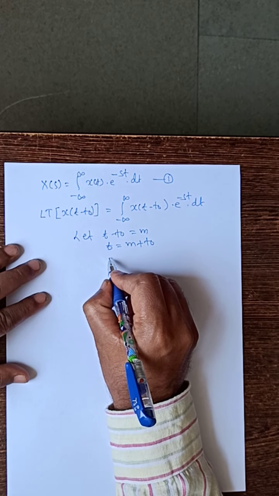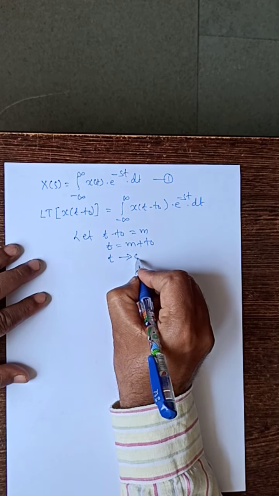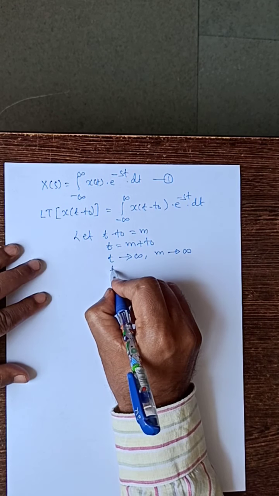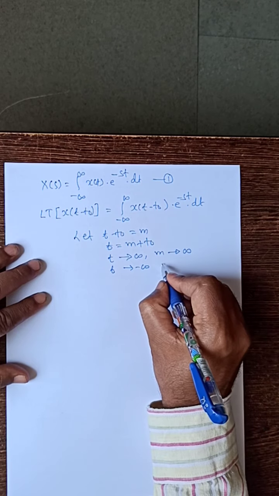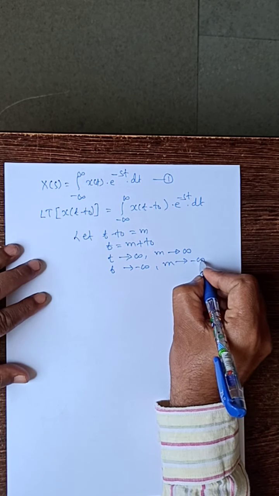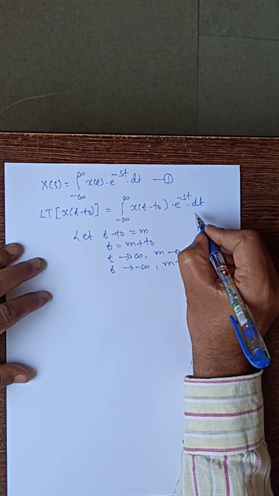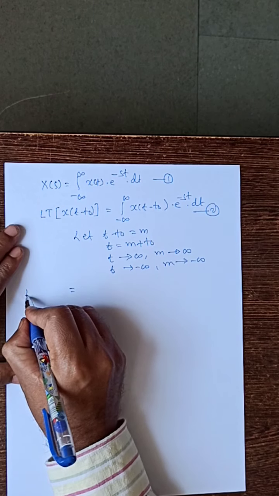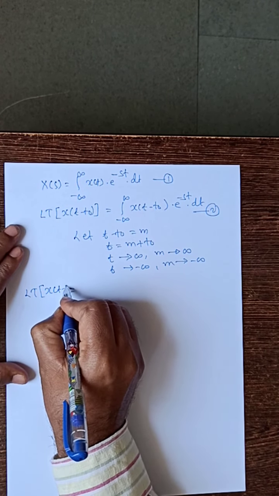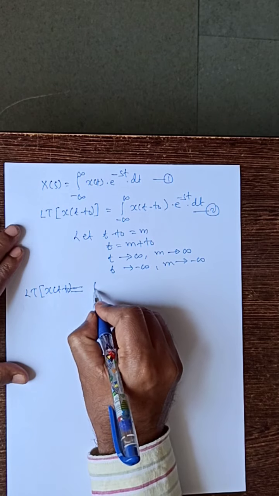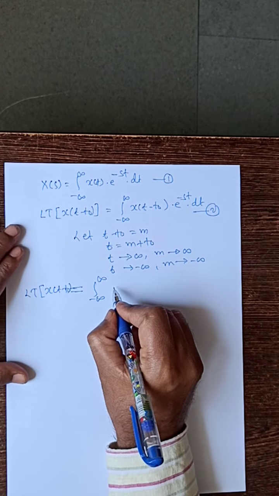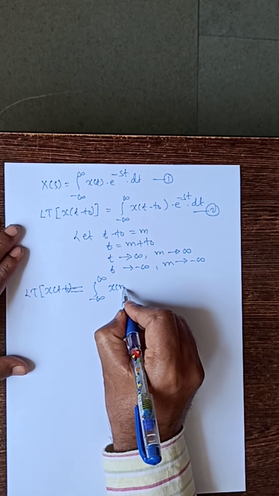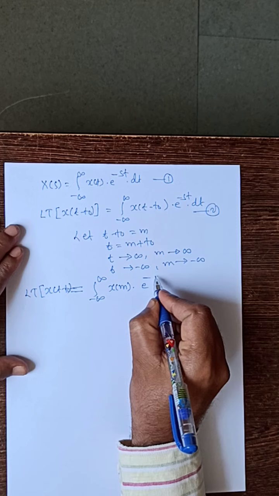When t tends to infinity, m tends to infinity, and when t tends to minus infinity, m tends to minus infinity. So no change in the limits. So put into equation number 2 these values. So the Laplace transform of x(t - t0) is equal to the integral from minus infinity to plus infinity. So t - t0 is replaced with what? m. So here you can write x(m), e raised to minus s.